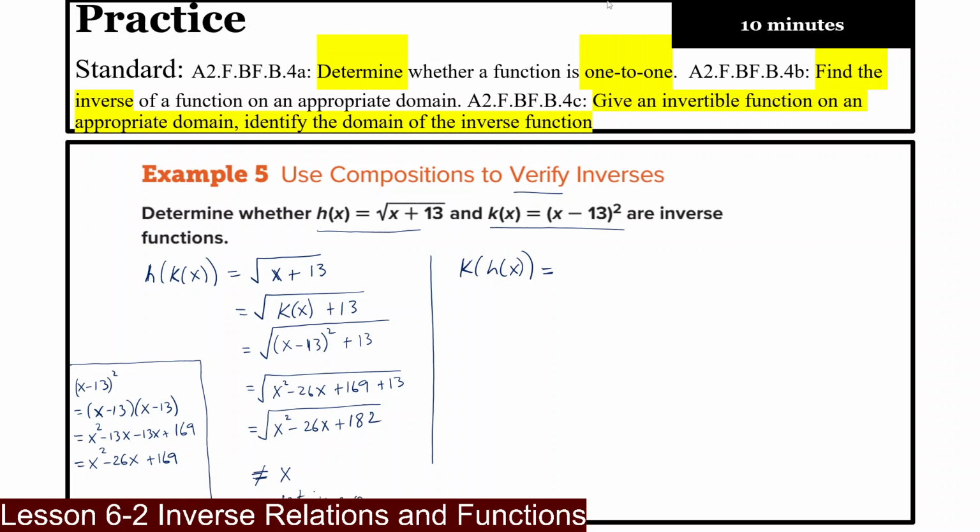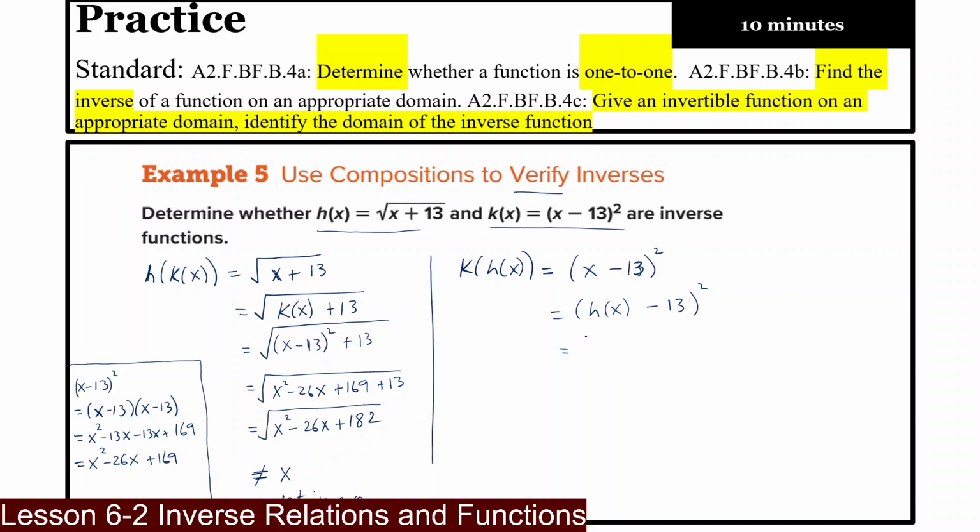Right? So I need to move to the other side. I have to say, okay, well, does that work? So here I have to do the same thing. I'm going to find the h of k of h of x. Well, what is k of x? K of x is x minus 13 squared. Okay, so then I need to replace the x with h of x. H of x minus 13 squared. Well, what is h of x? H of x is square root of x plus 13.